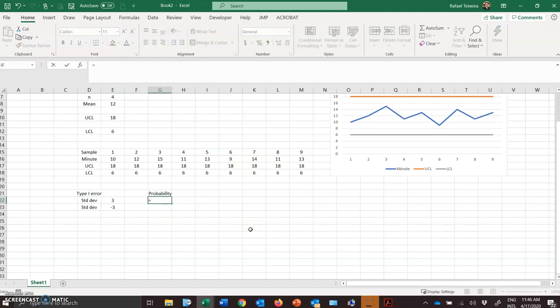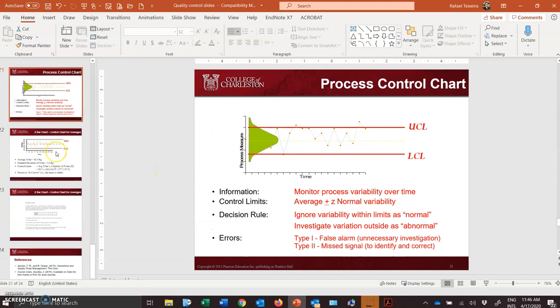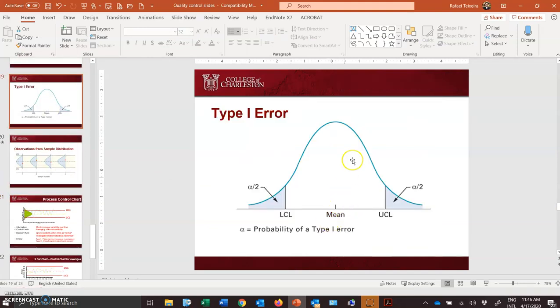The probability is going to be equal to NORM.S.DIST. Then I select this standard deviation, type 1, close parenthesis, and I get this upper tail. So that's not the final probability. I want to know, if I go back to the normal probability, that's the upper tail. What we computed in Excel is the cumulative probability, all the shaded area up to this point. So I want to know the complement.